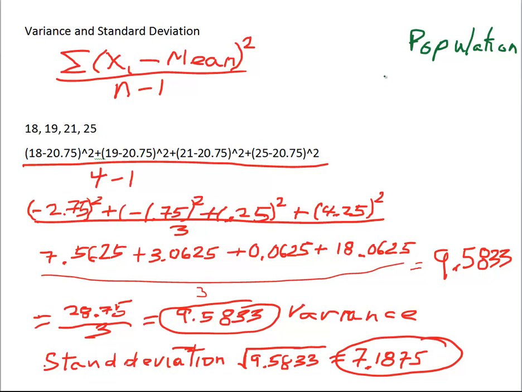which would be the 28.75, because the numerator is the same. So we're treating it as if there's only 4 people in the classroom. We have one person who's 18, one person 19, one person 21, one person 25. All of this work is the same for the population. So instead of dividing 28.75 by 3, we just take 28.75 divided by 4. It's the only difference.